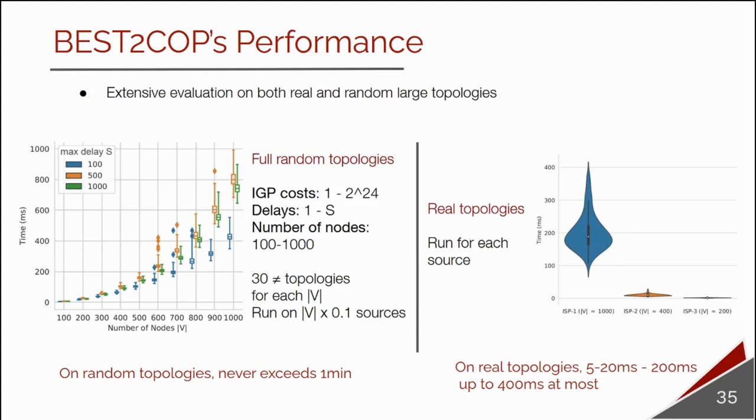When we use real topologies with real delays and real IGP costs, we take around 200 milliseconds at most. For smaller topologies, it's close to 5 or 20 milliseconds, which is admittedly pretty nice performance.